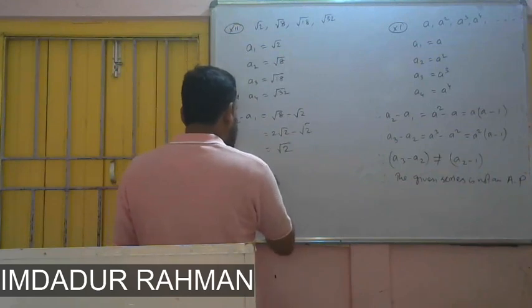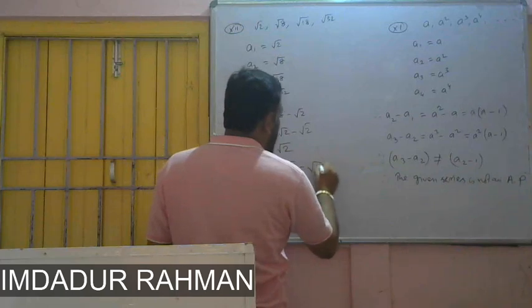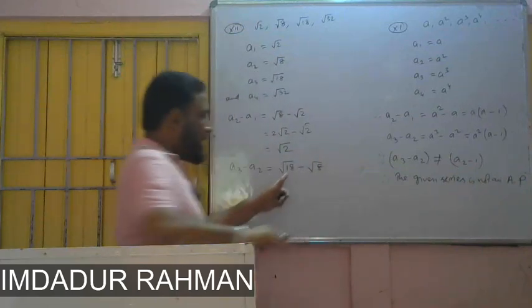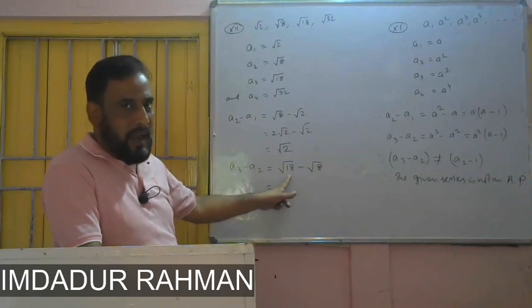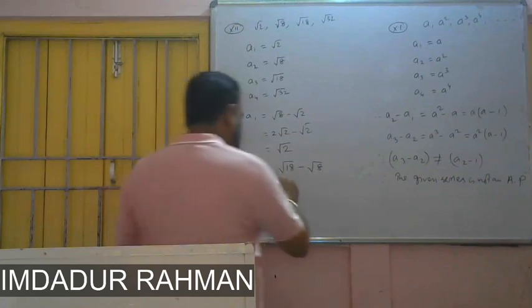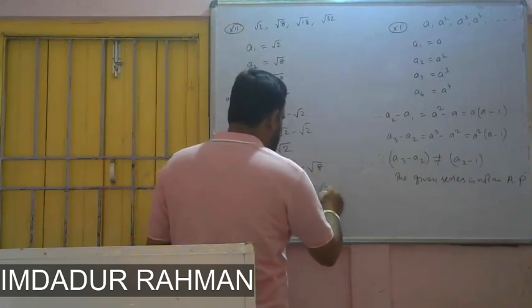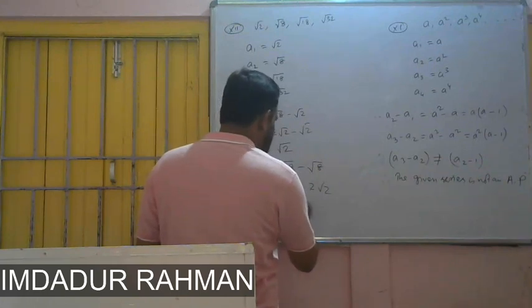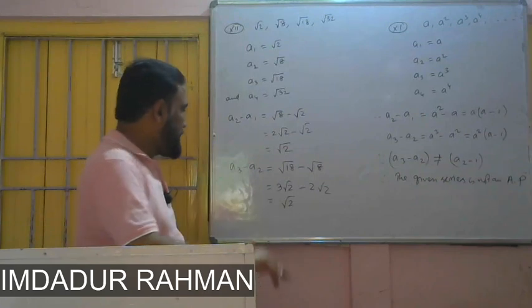a3 minus a2, root over 18 minus root over 8. Here 18 means 9 into 2. From 9, 3 will come out. 3 root over 2 minus here 2 root over 2. So that is root over 2. It is likely to become an AP.